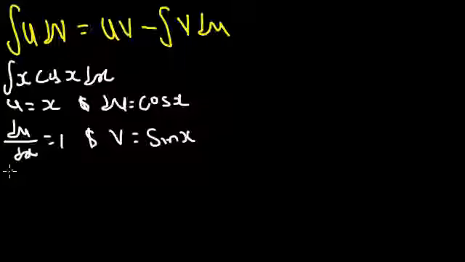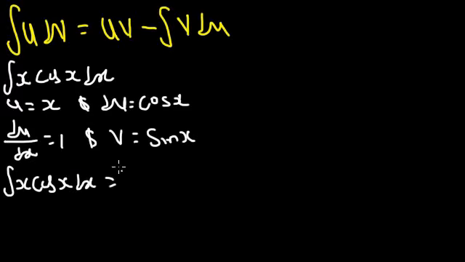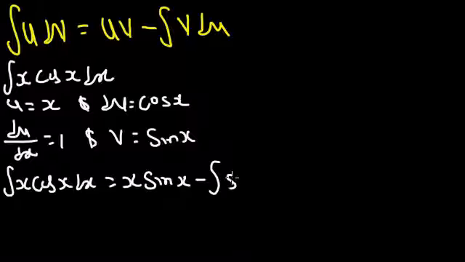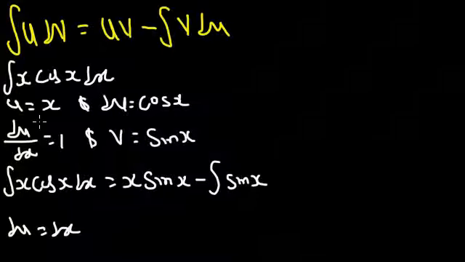So now, applying the formula, this implies that the integral of x cosine x with respect to x, according to the integration by parts formula, our u is simply x, and our v is simply sine x. Perfect. Then we have minus, according to the formula, the integral of our v, which is simply sine x, and our du, okay, we are yet to solve for the du, but with what you are seeing, you should know that the du is simply equal to 1 times dx.